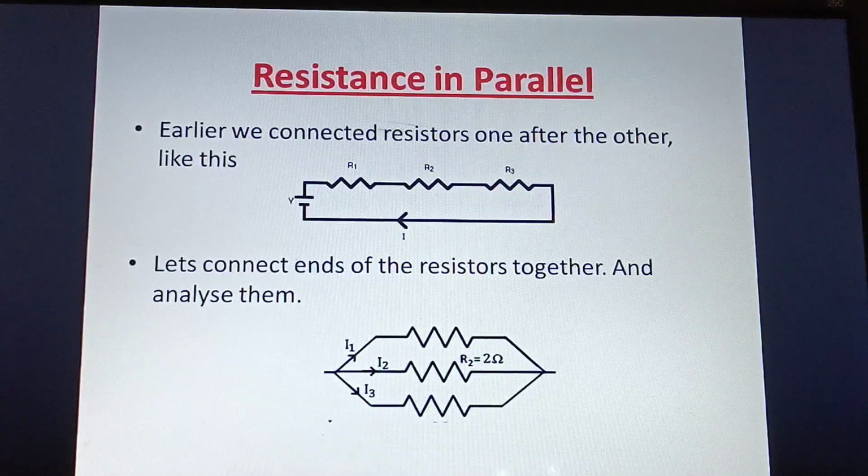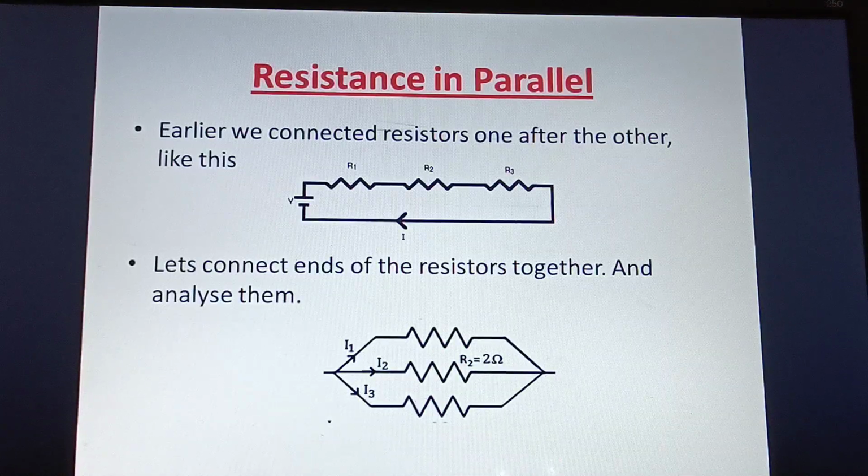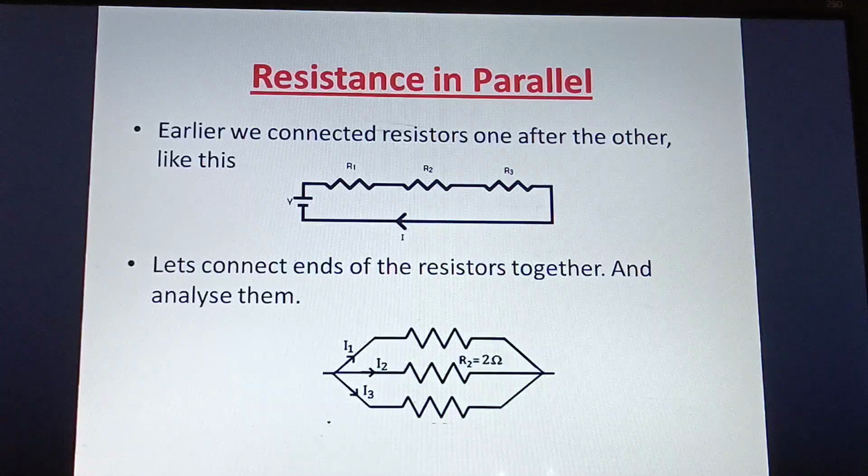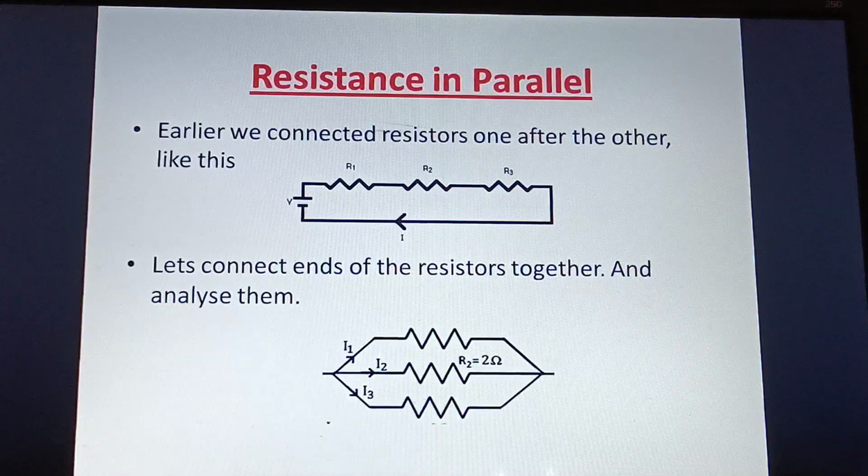I want less. Now if you see in series, the total resistance we got is more than your individual resistance. The individual resistance you had was 1 ohm, so with 1 ohm you got 2 ohm. It is doubled. But here the total resistance should be less than your individual resistance. If I have 1 ohm, I should get 0.5. Now for this, how can I connect the resistors?